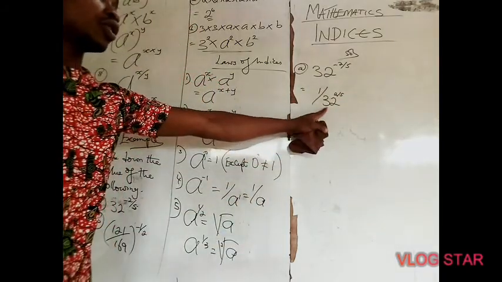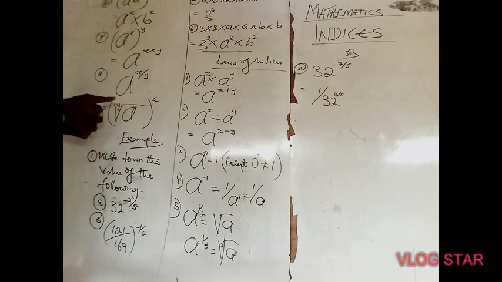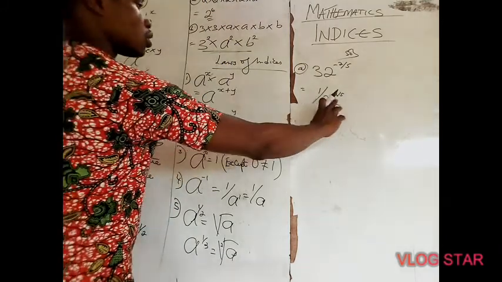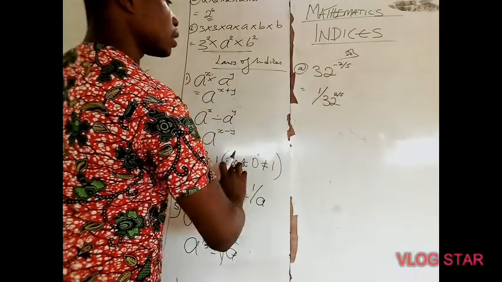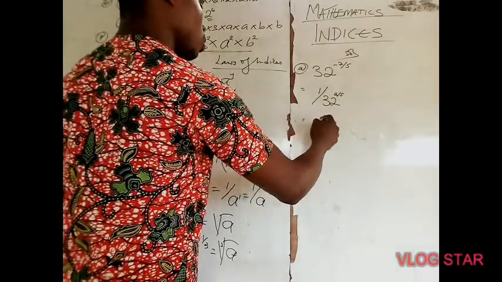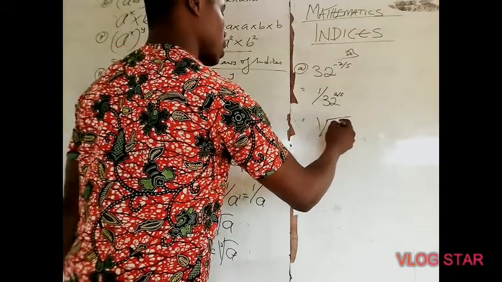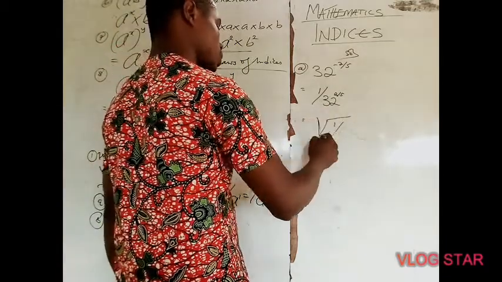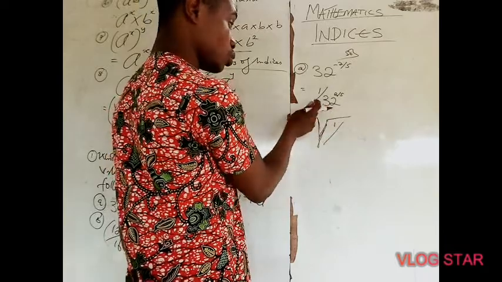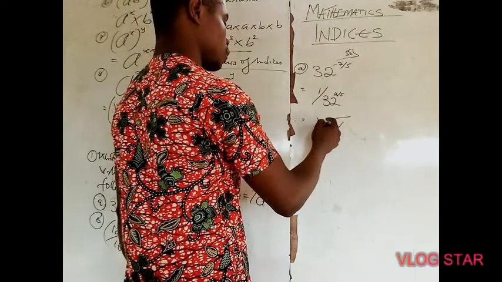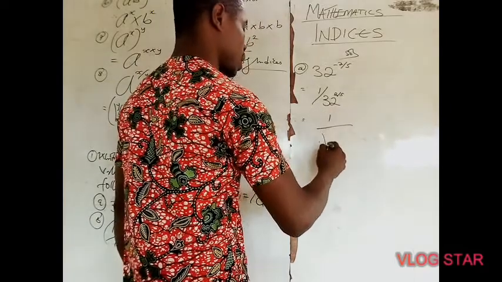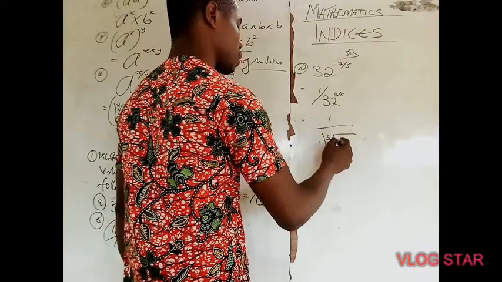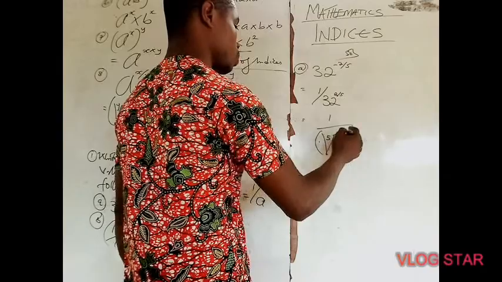Then the denominator here gives rise to what we call the fractional index. In this fractional index, you look for the root of the denominator. The fifth root of 32, raised to power 2. That will be equal to 1 divided by the fifth root of 32, then raised to power 2.